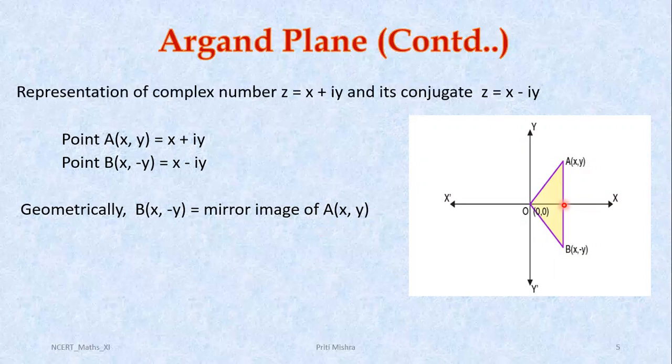This you have studied in science, right? Our image through the mirror is always formed exactly at the same distance behind the mirror at which we are present. So this is the mirror image of the point x, y.